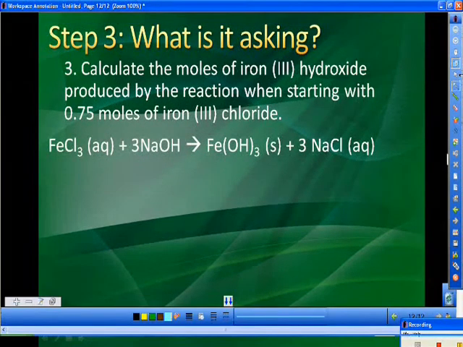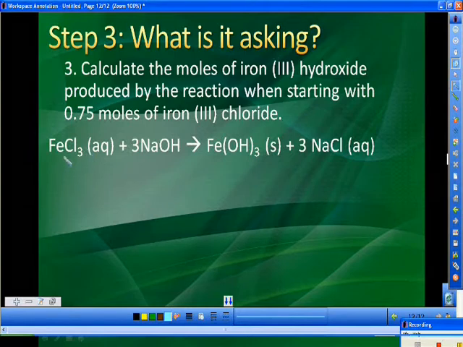It says to calculate the moles of iron 3 hydroxide produced by the reaction when starting with 0.75 moles of iron 3 chloride. So I hope you have your map of mole land out, and if so, you can look at it. We're starting with moles of iron 3 chloride and moving to moles of iron 3 hydroxide. Sorry, I had that backwards. But we're going to use our mole ratio bridge to get there.